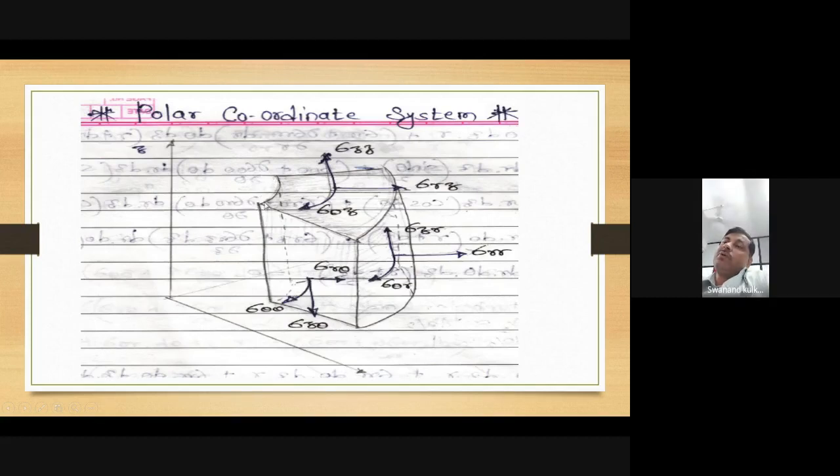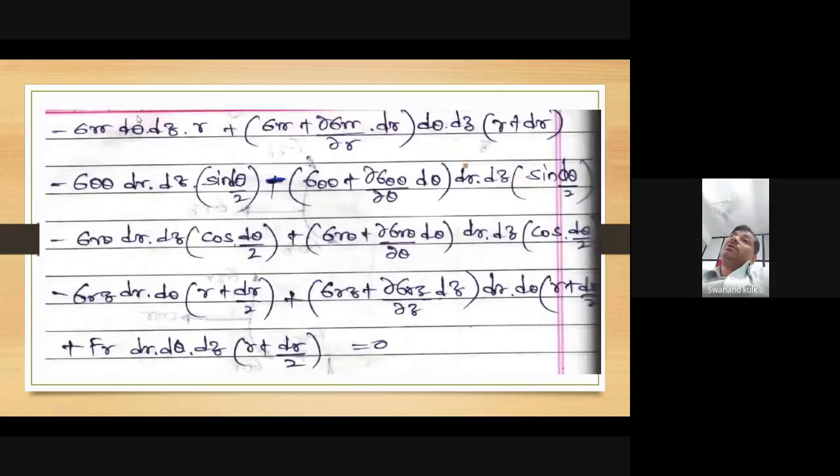R into d theta will be this inner curved portion. However, this vertical is dz. Okay, so the vertical surface is dz. That stress is acting on this surface. So that's why this stress and area of this surface. So area of that surface will be r d theta dz. Look here, r d theta dz.